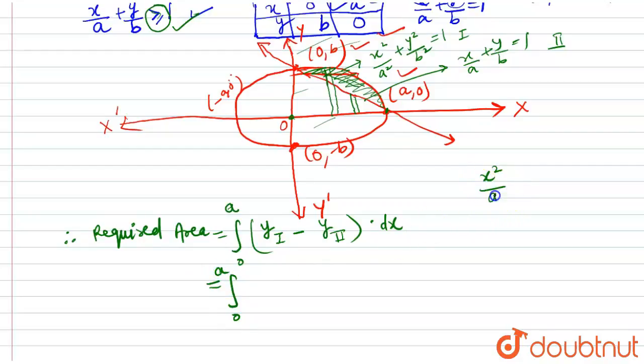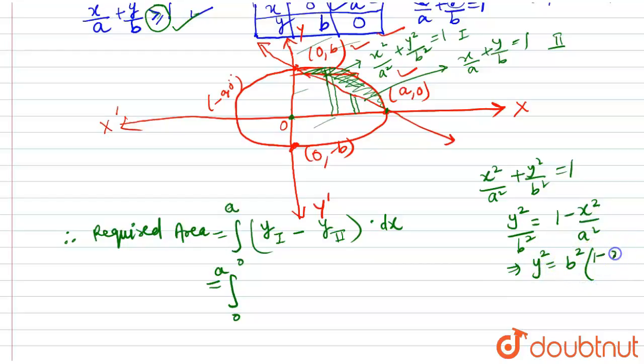So when you see this carefully, the equation of the ellipse, if you find the value of y square from this equation, you will get y square upon b square would be 1 minus x square upon a square. That would imply y square would be b square times 1 minus x square upon a square. So when you take the under root, that would give you b upon a under root of a square minus x square. So you can simply put that inside this integration.